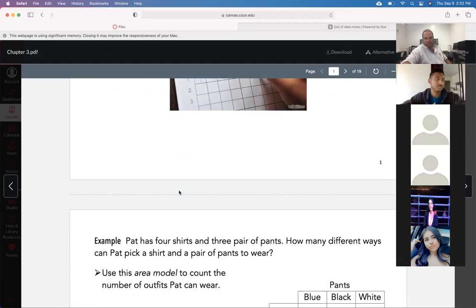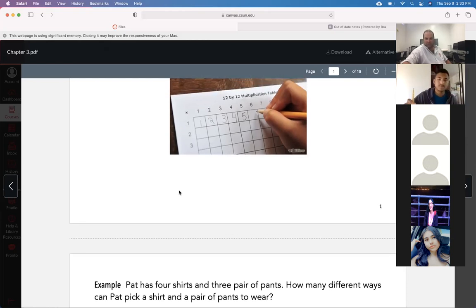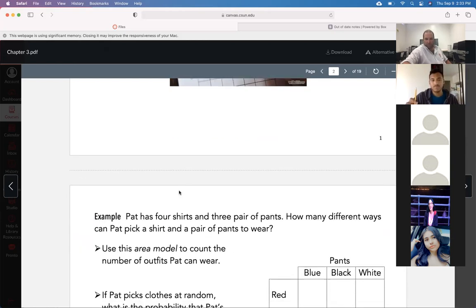And it goes as follows, right? Example, oh my God, look at that. Wow, crazy. So Pat has 4 shirts and 3 pair of pants. See, they can't even spell right. 3 pair of pants. Even I know better than that. How many different ways can Pat pick a shirt and a pair of pants to wear? So what's the answer? 12.